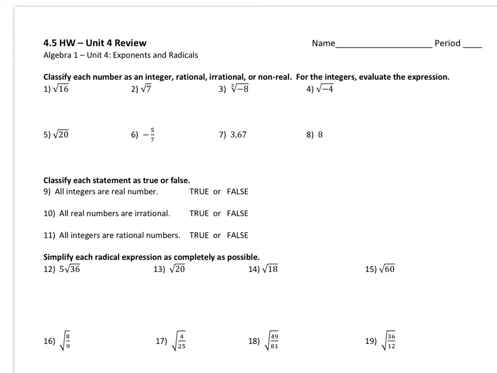The first section talks about classifying each number as an integer, rational, irrational, real, or non-real, so please put a real there. And just remember that the table will be given to you. And for the integers, please evaluate the expression. You'll see why that's true. So I'll pick a few.